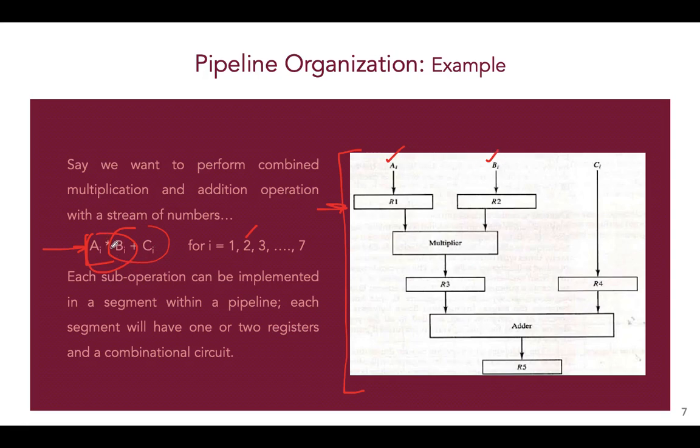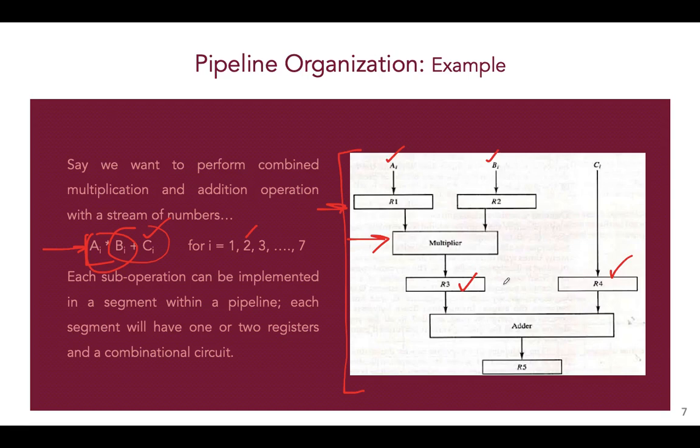Then, since we need to multiply them, we'll put a multiplier. This multiplier will take as input whatever is in the register R1 and whatever is in the register R2 and produce a value. That value must also be stored somewhere, so we'll pick another register, right? Then, on the other end, we have a third variable. This also needs to go somewhere, so we have another register for it. Now, the product of Ai and Bi for each value of i will be stored in R3. The third variables will be stored in R4.